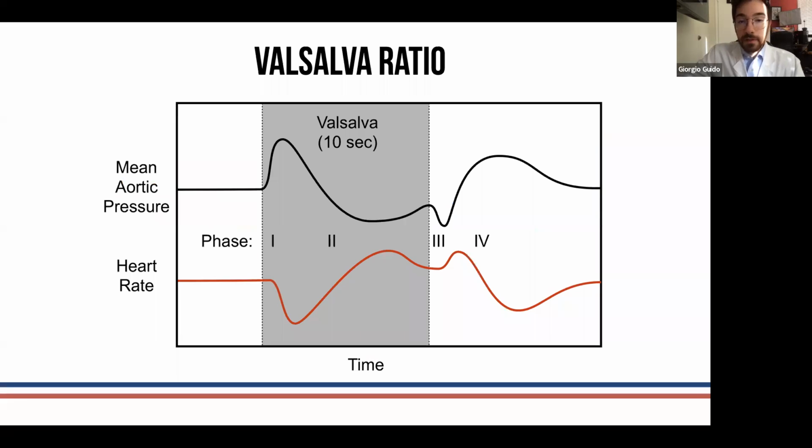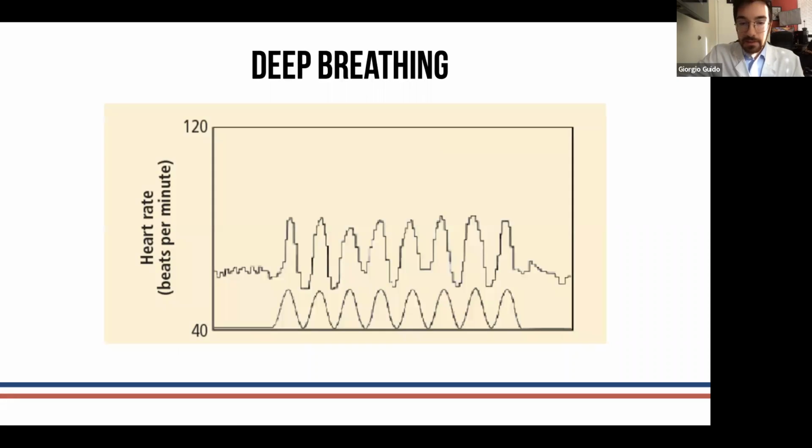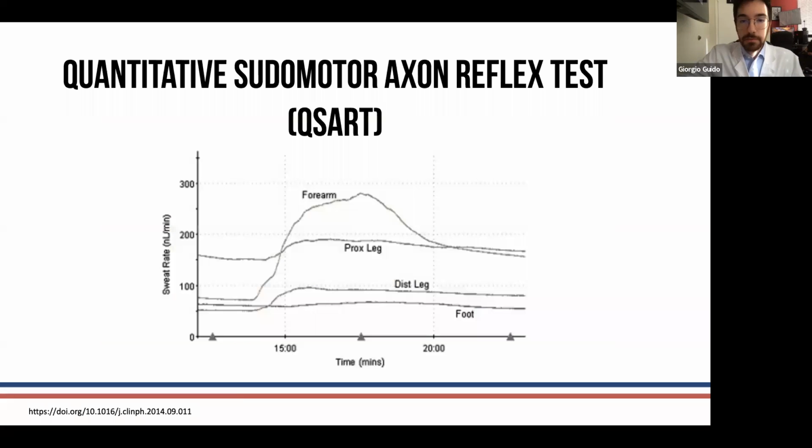Then we also have the Valsalva ratio, where we calculate the aortic pressure and the heart rate in response to the Valsalva maneuver, and the deep breathing test. The deep breathing test is based upon the fact that when we breathe in, our heart rate increases, whereas while we breathe out, our heart rate decreases. So that's a normal response that you can see in the slide.